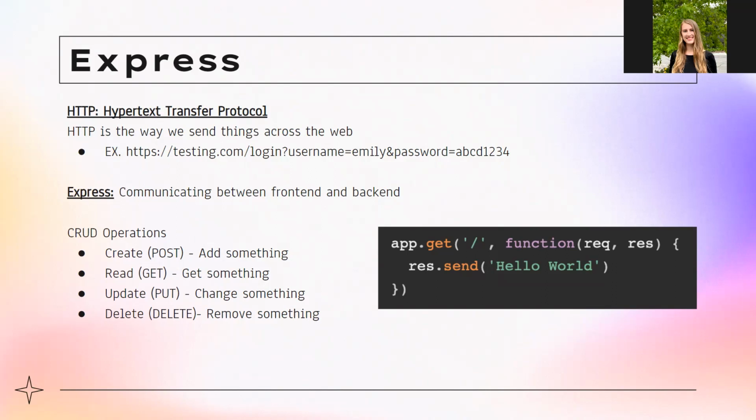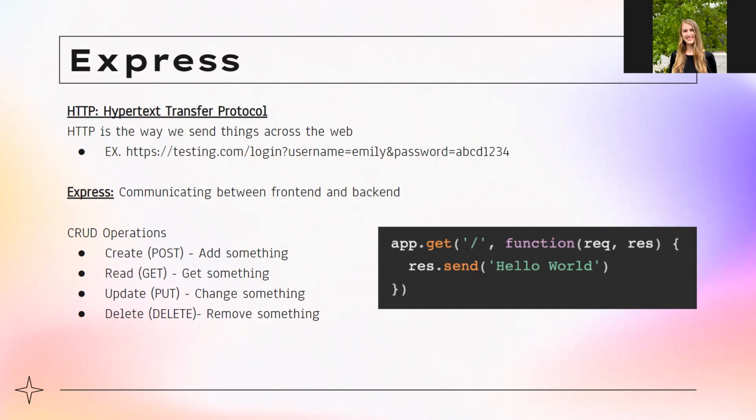So Express is the service that the developers are using to communicate between front end and backend. It also has the CRUD operations where you post a request, which is when you want to add something to the database or from the server. A read, or a get request, is when you want to fetch something from the server. Update, put, is when you want to change something, and finally delete is if you want to remove something.